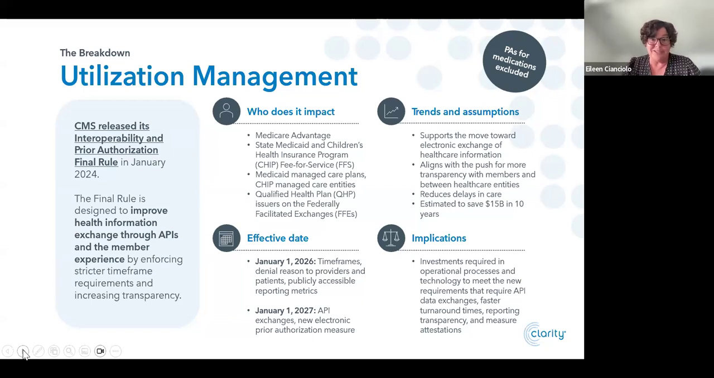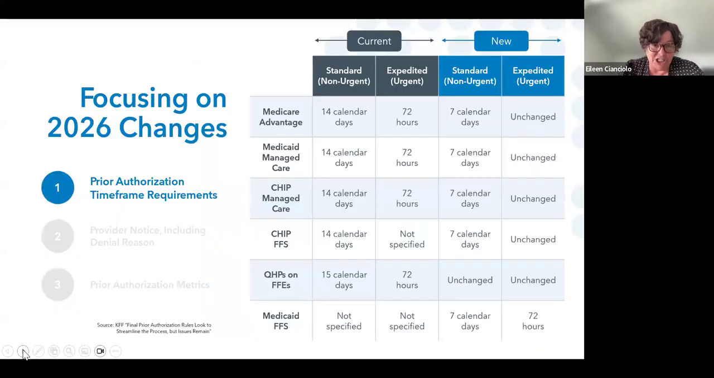There are implications for us. There are investments that are going to be required around operational processes and technology to meet these new requirements, as well as the APIs from a data exchange perspective, faster turnaround times, which we'll talk about, reporting transparency, and measurements. So if we go to the next slide, what are the changes?